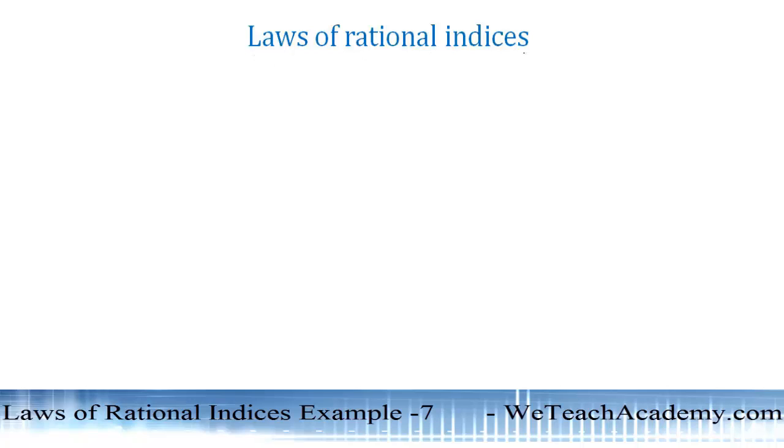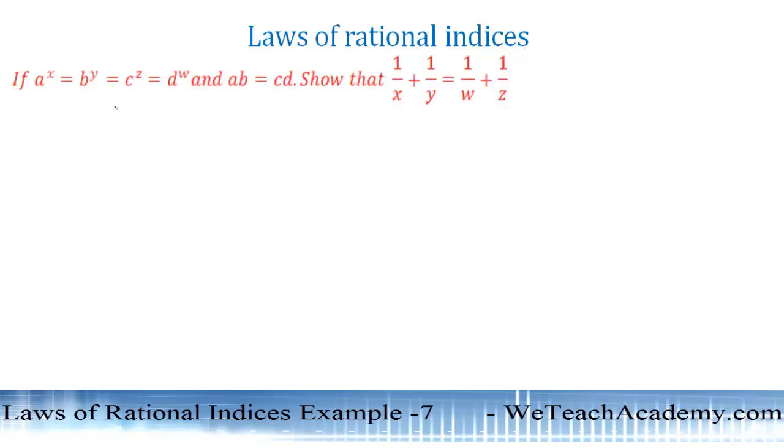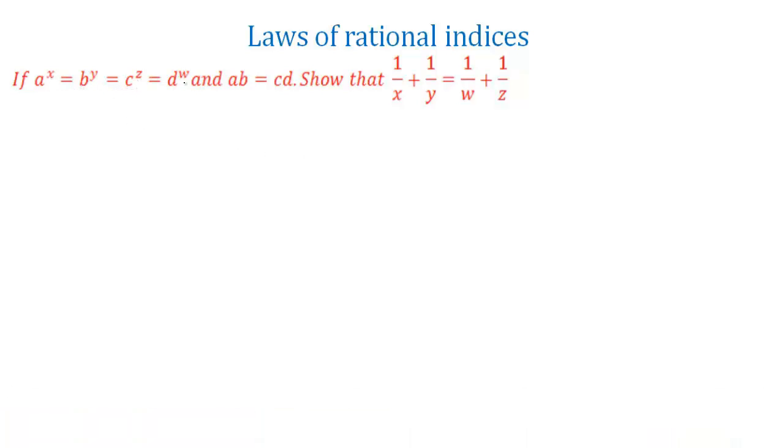Today I'm going to explain how to solve an example on the laws of rational indices. Here we have an example. If a power x is equal to b power y is equal to c power z is equal to d power w, and ab is equal to cd, then we have to show that 1 by x plus 1 by y is equal to 1 by w plus 1 by z.